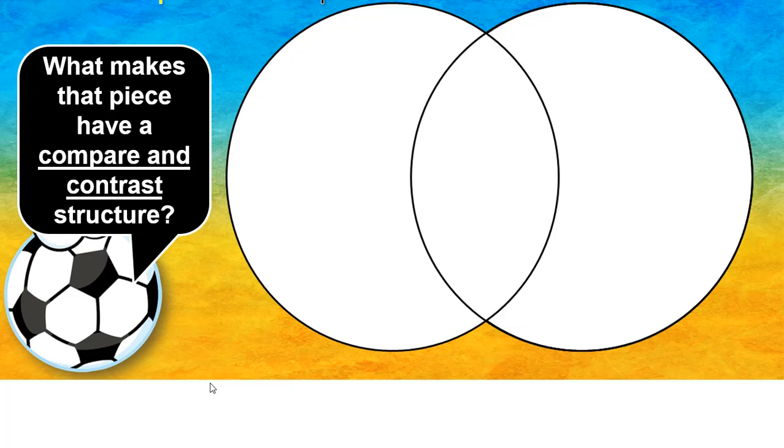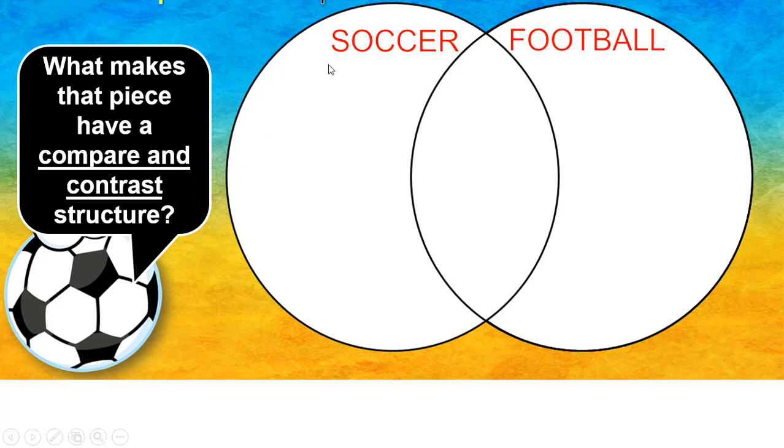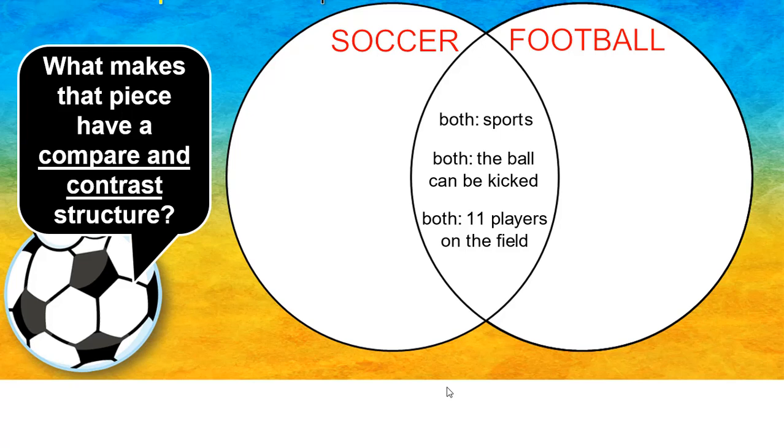Now, what makes that piece have a compare and contrast structure? We could use a Venn diagram to show you. One circle is soccer and the other is football, but they're both joined. On the sides are how we're contrasting them, how they are different. What's in the middle is how we compare them and how they are the same. So they are both sports. The ball is kicked in both sports, and they both have 11 players on the field.